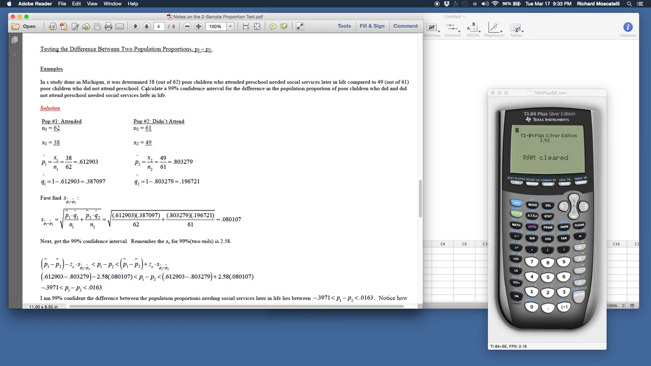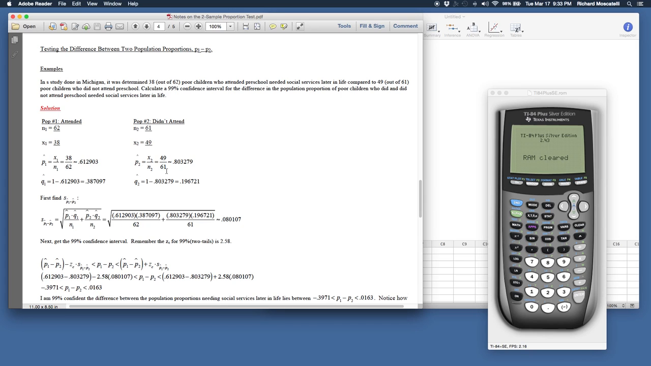All right, so they want us to calculate a 99% confidence interval for the difference. So the big question is, we didn't ask every single student that attended preschool, hey, did you need social services later in life? And the same thing, every single child here in Michigan that didn't attend preschool, that's why these are sample percentages. So the big question is the population percentages or proportions, the actual P1 and P2, not P hat 1 and P hat 2. What is the difference between P1 and P2? All right, well, this is why we calculate a confidence interval. It's going to estimate it.